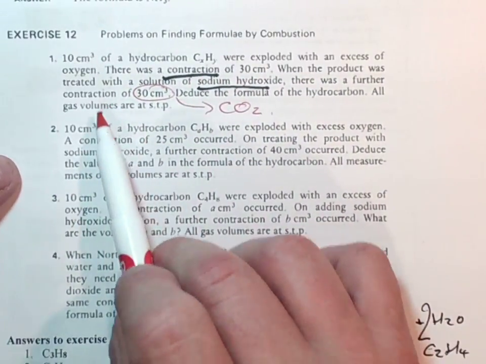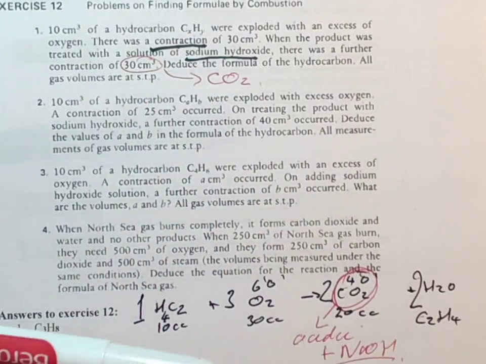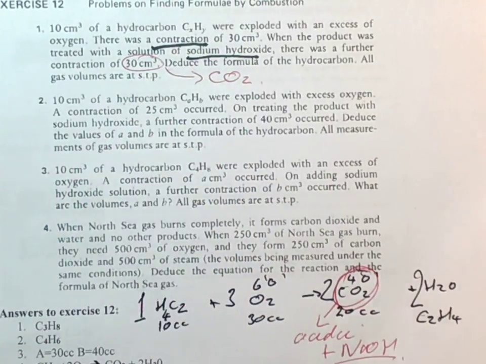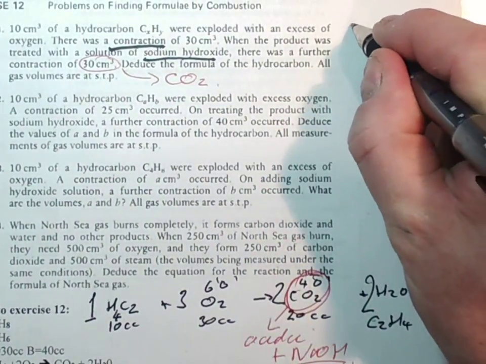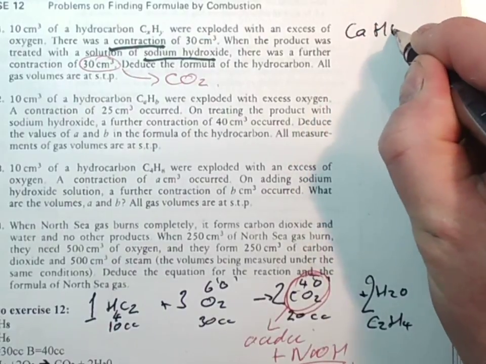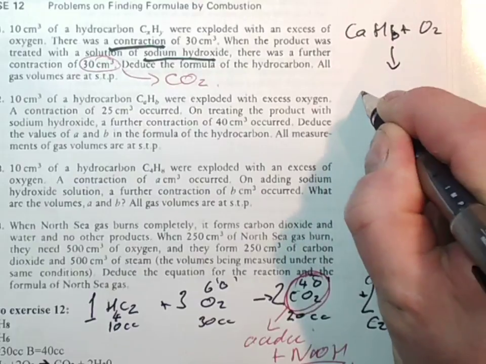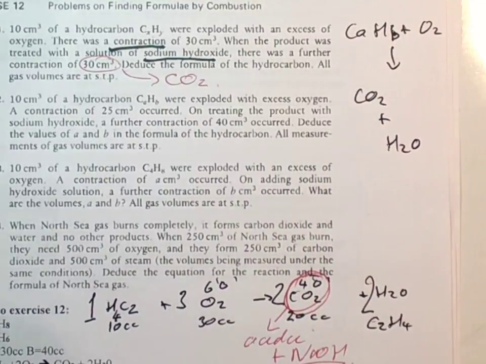So we've got 10 cubic centimeters of a hydrocarbon. It's exploded again in excess oxygen. This time we have a contraction of 25 cubic centimeters. Okay, so we'll try and do this sort of at the side here if I've got enough room. So we'll go CxHy plus O2 goes to CO2 plus H2O.